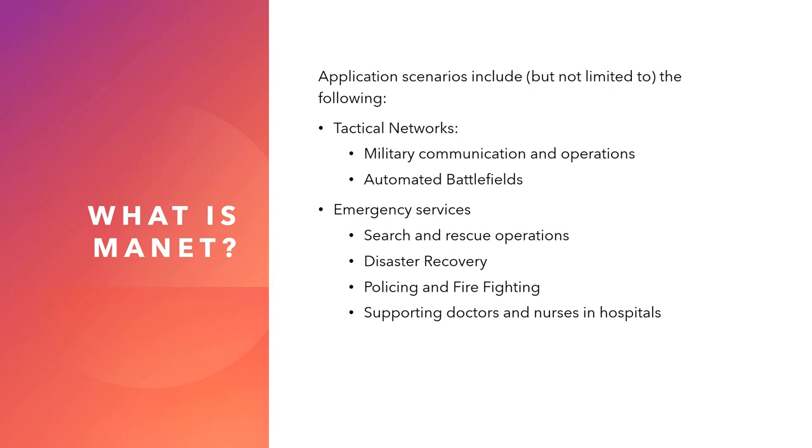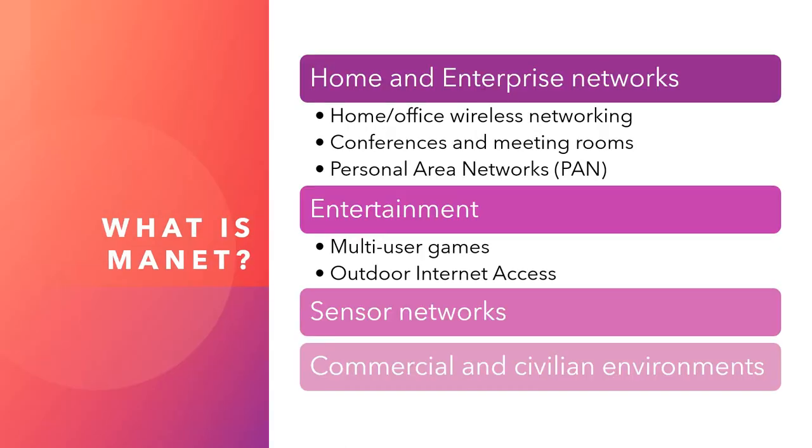Even then, it is a mobile ad hoc network, because the doctors and patients can be moving from time to time. Other examples of MANET include home and enterprise networks, entertainment, and sensor networks. So sensor networks also fall under mobile ad hoc networks. But remember, if the nodes are fixed, sensor ad hoc networks do not fall under mobile ad hoc networks. But if the nodes are moving, which is the case for many sensor networks, then it will fall under mobile ad hoc networks.